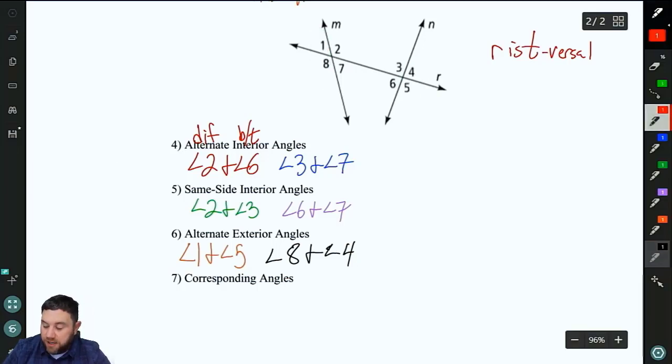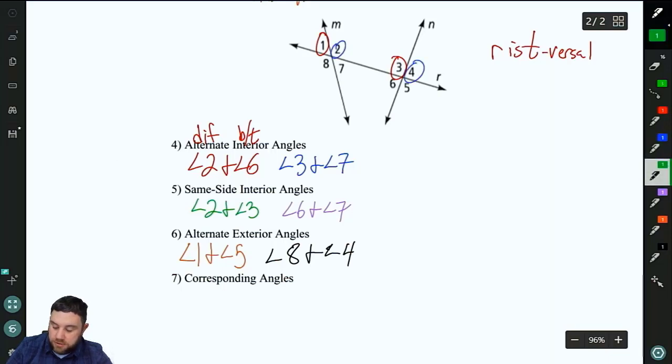And then finally, we've got corresponding angles. Remember, those are angles in the same place. So 1 and 3, 2 and 4, 8 and 6, and then 7 and 5. I'll go back and write those out.